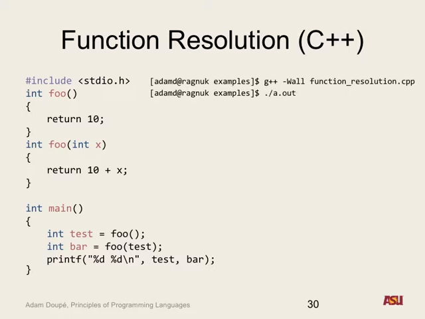Okay, so this compiles correctly. Then what happens when I run it? What is this output? What does it do? 10, 20. So what's test going to be? 10. 10, and bar is going to be 20. So we can do it and run it. Yay, okay. Any questions on function resolutions?